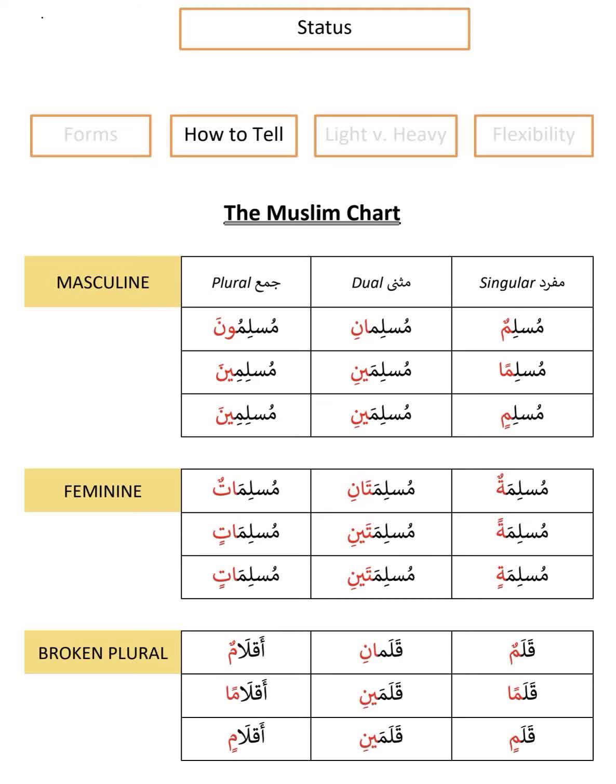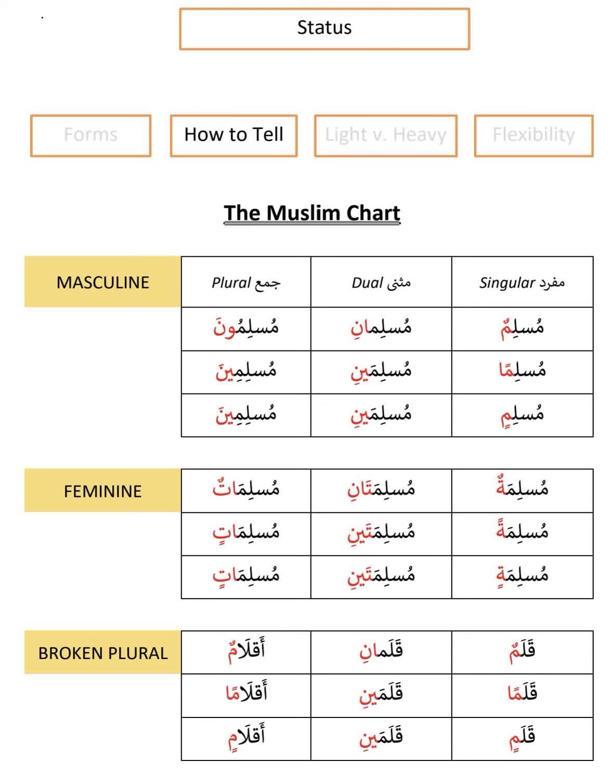Then Muslimuna, una sound is rafa. Muslimina, ina sound is nasb or jar. Again Muslimina, nasb or jar. So if you can visualize this masculine chart, these all are masculine words. If you visualize this chart, you can see three columns and three rows.